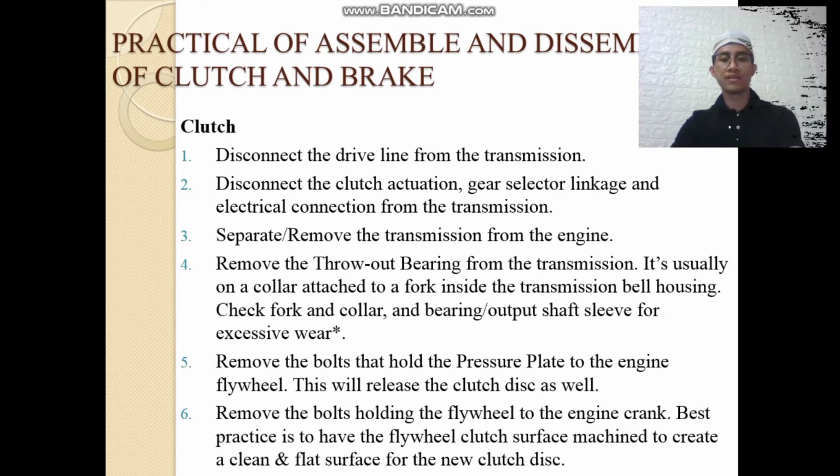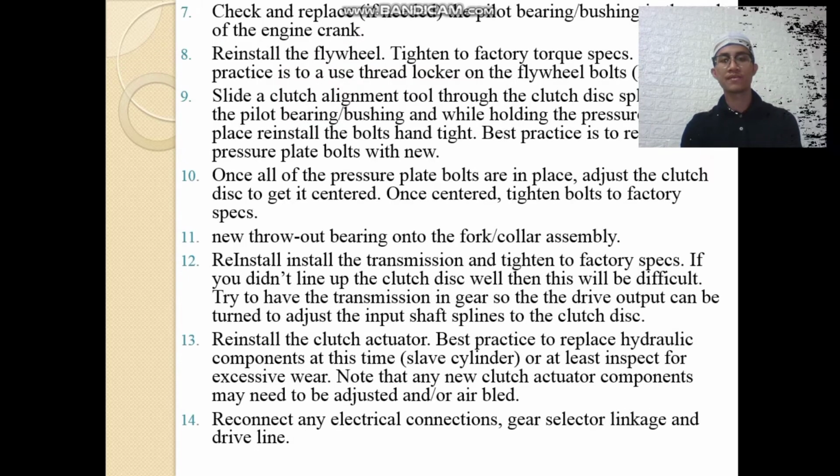The fifth step is to remove the bolts that hold the pressure plate to the engine flywheel. This will release the clutch disc as well. The sixth step is to remove the bolts holding the flywheel to the engine crank. Best practice is to have the flywheel clutch surface machined to create a clean and flat surface for the new clutch disc. The seventh step is to check and replace, if needed, the pilot bearing or bushing for the engine crank. The eighth step is to install the flywheel, tighten to factory torque specs.